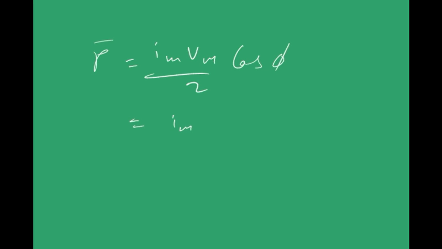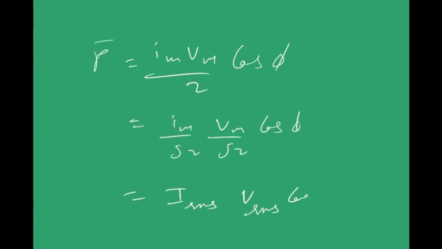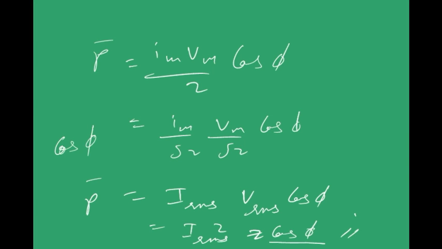I can write the same thing as Im by root 2 times Vm by root 2 cos phi. Why am I writing like this? Because I want to write in terms of IRMS and VRMS. Okay, this is the average power, and the same thing can also be written as IRMS square into impedance into cos phi. Both are the same, right? The power depends on phase, right? This term cos phi is known as power factor.